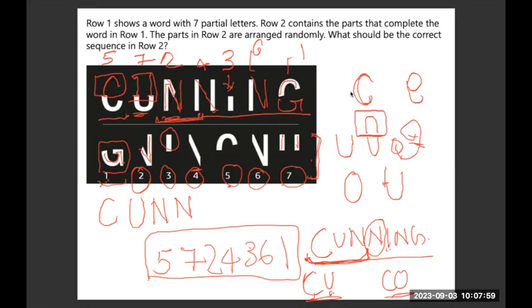Now if it is ending with a G, it has to be ING spelling and it starts with CUN. That's why I guessed cunning is the word. Then I cross-checked again. If I am writing cunning, and I start fitting in the words with reference to this word cunning, how will the different parts fit in? Got it? That's how I came across this series 5724361.